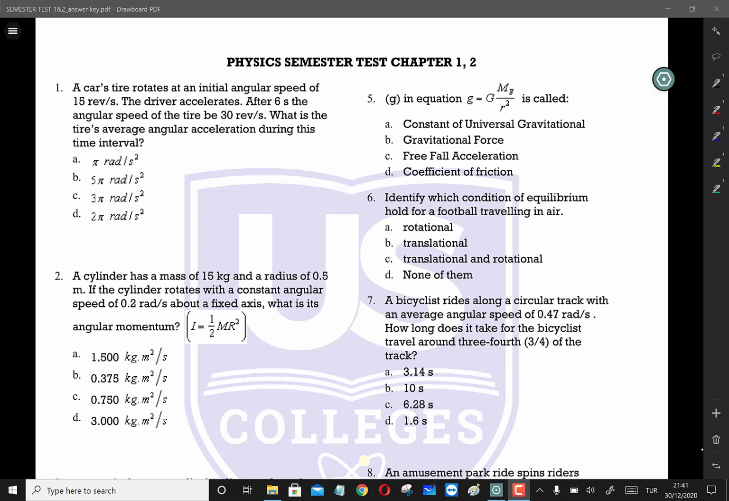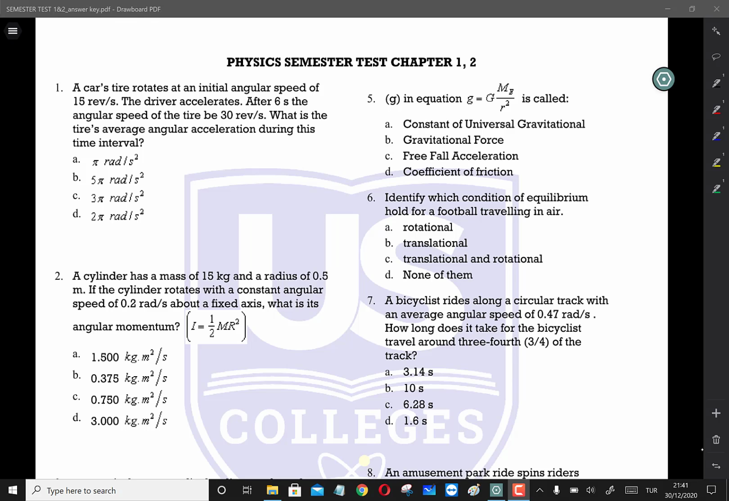All right, let's prepare the answer key of test 1 and 2, which is the semester test. A car's tire rotates at an initial angular speed of 15 revolutions per second. The driver accelerates. After 6 seconds, the angular speed of the tire will be 30 revolutions per second. What is the tire's average angular acceleration during this time interval?